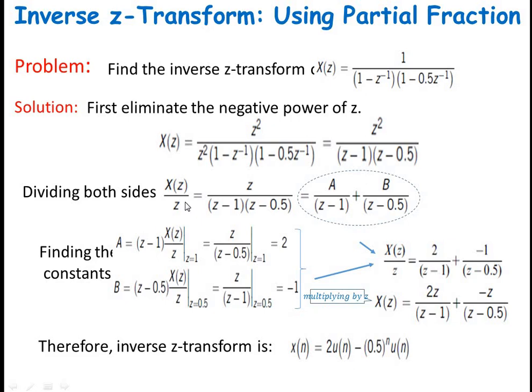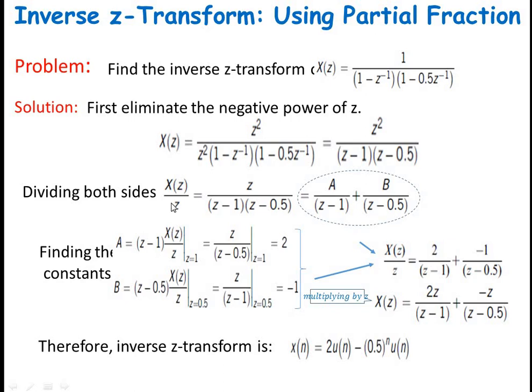So the formula is X of Z divided by Z into the corresponding denominator, with Z substituted by its pole. Here we take the denominator and multiply it with X of Z divided by Z. The pole with respect to the constant A is 1, right? So we substitute the value of Z as 1, and after substituting we get the value as 2. Likewise, we get the value of B by substituting Z as 0.5. At last we get the value of B as minus 1.